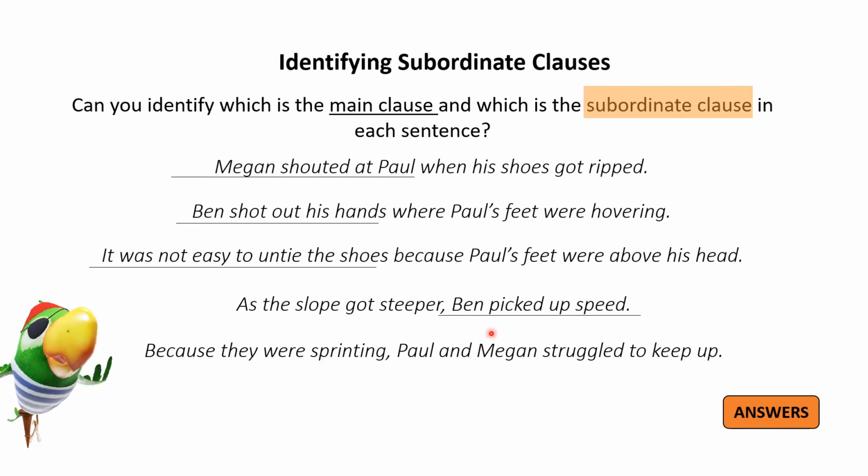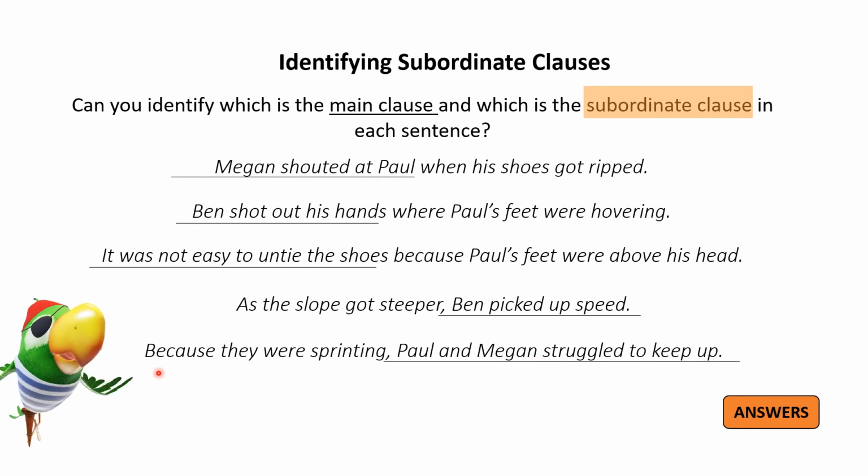Notice this time the main clause has come second. Now, because the main clause has come second, the subordinating conjunction is now at the start of the sentence, as the slope got steeper. So we have nothing to separate the main clause and the subordinate clause. So in this instance, we will need to put a comma. And again, that is repeated for the next one.